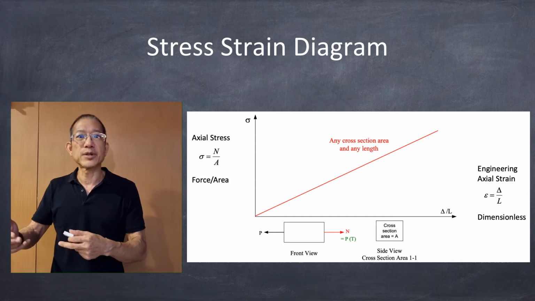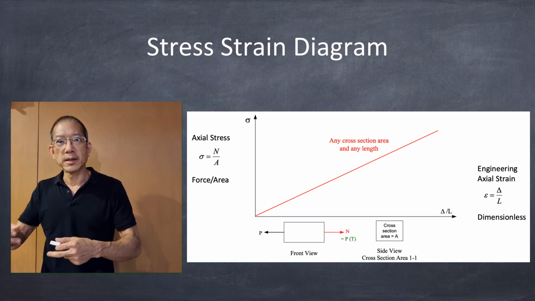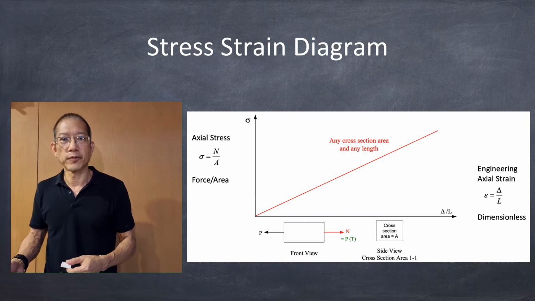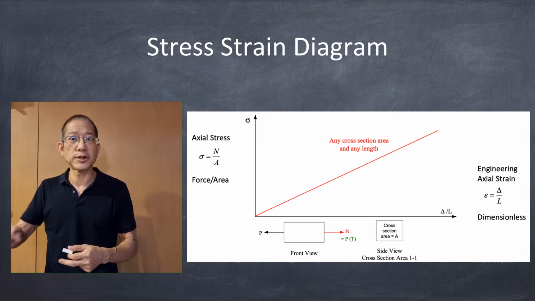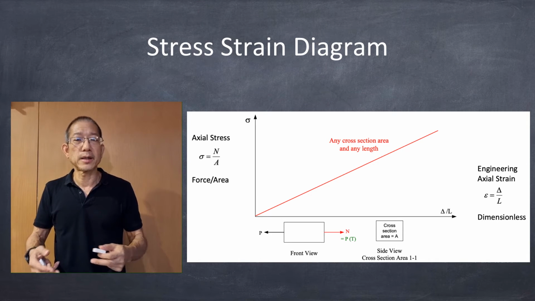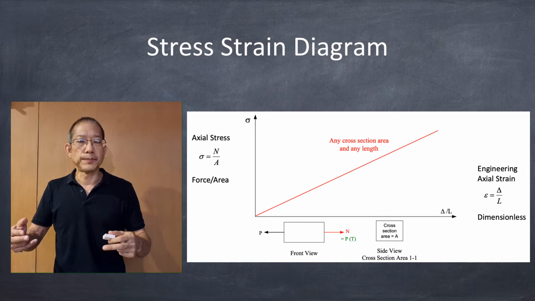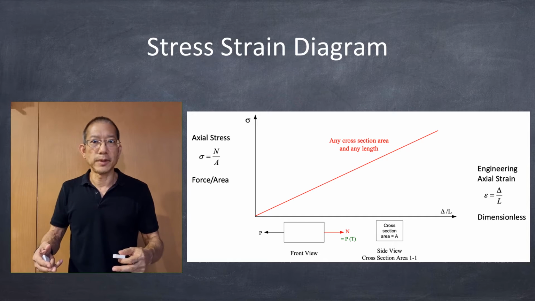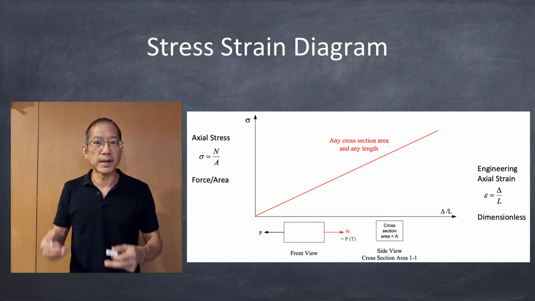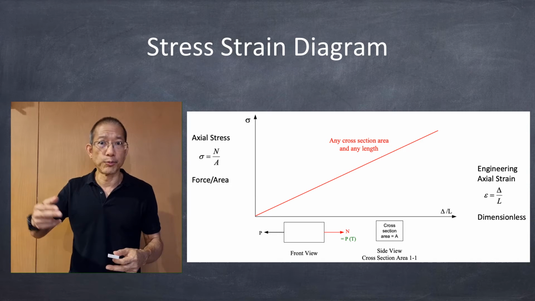So that will be epsilon. The symbol is epsilon. We use the change in length divided by the original length, right? Therefore, it's length over length. There is no dimension here, right? And now when they pull it, they find out that the whole thing becomes the same graph, right? But again, this is only when you pull it to a certain amount, not to breaking, right?